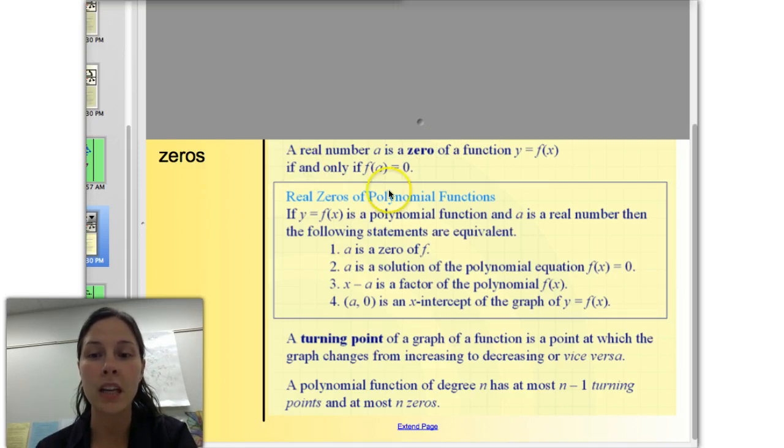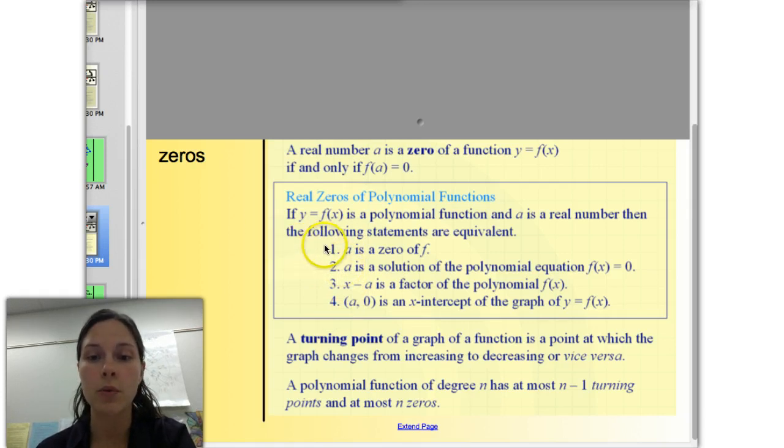If f of a equals 0. So the value that you substitute into the function has to make the function equal to 0. And that'll give you an x-intercept. When we look at this box, there's 4 different statements. What these are saying is that they're the same thing, they're just a different way of saying it.